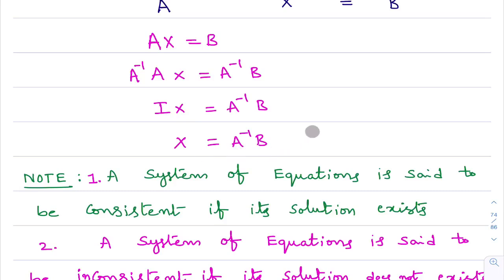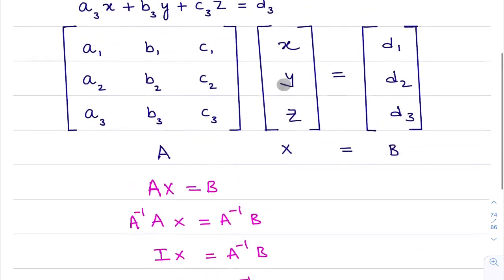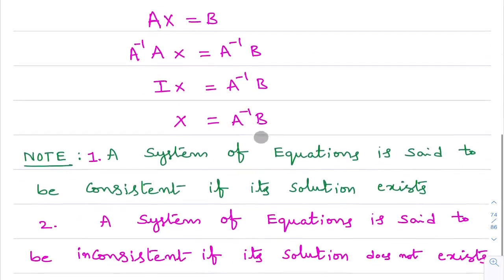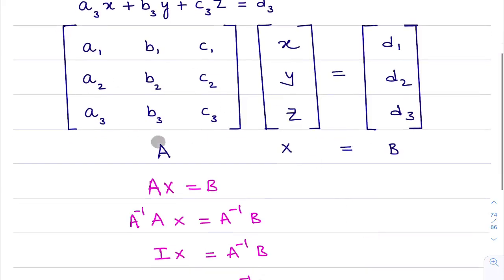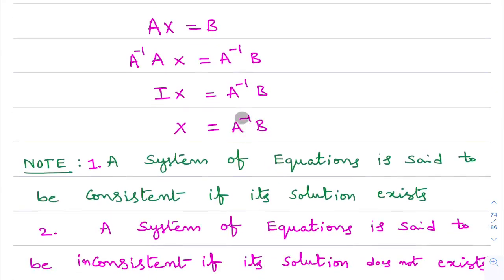So what is X here? X is this XYZ. Okay. A inverse. We know what is A. A is the coefficient matrix. When we know the matrix A, we know how to find A inverse. That in earlier classes we learned how to find A inverse.